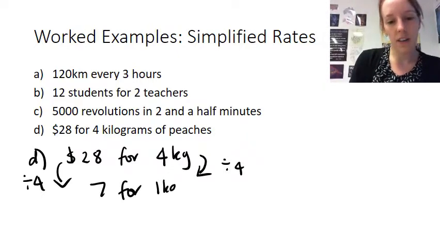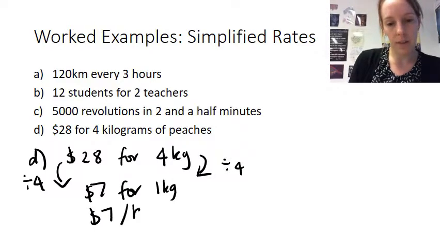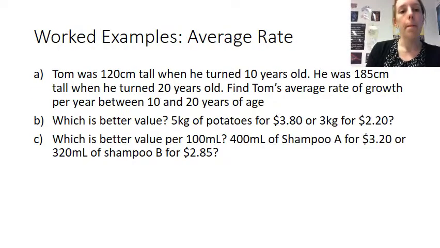7 for 1 kilogram. So that's $7 per kilogram. So we just write our answer like that. Okay, so our second lot of worked examples, we're looking at averages, so average rates.